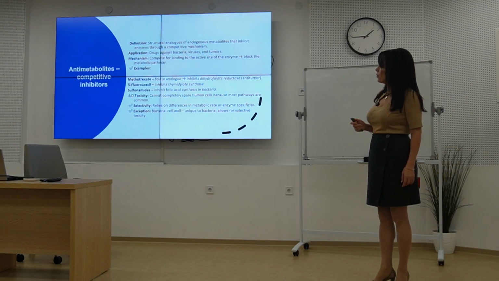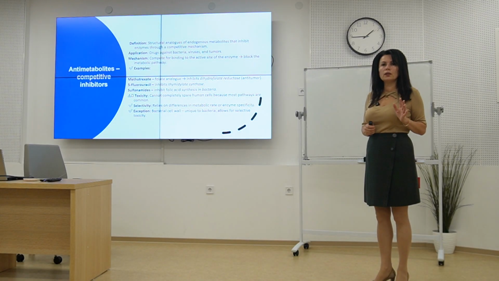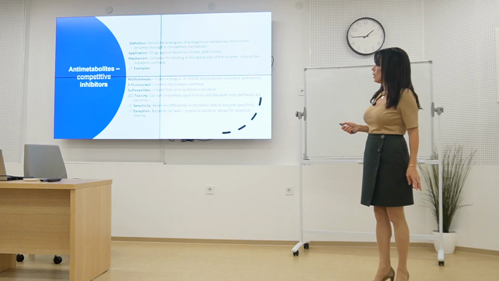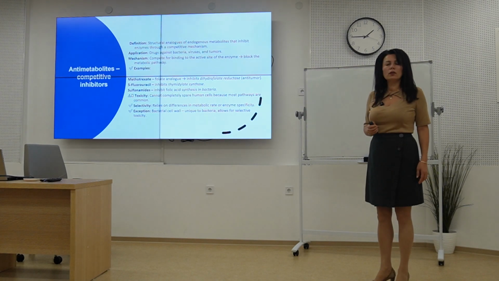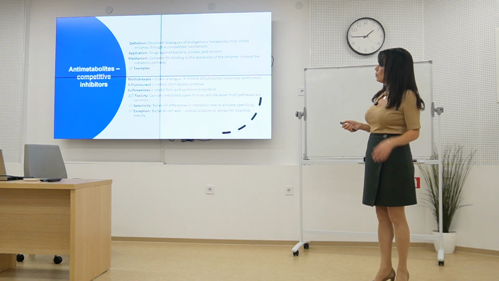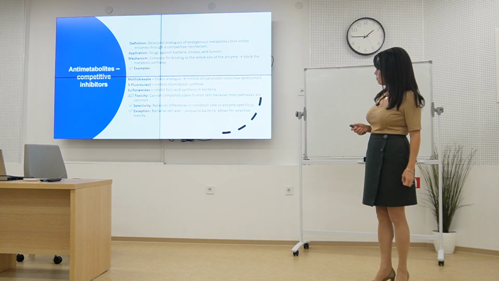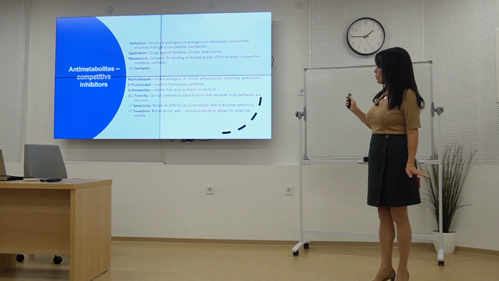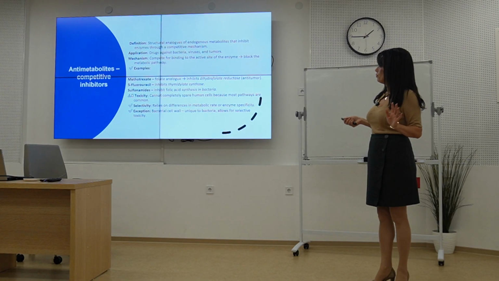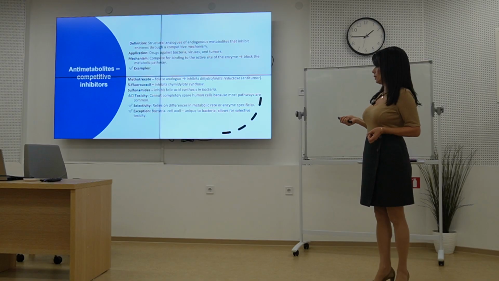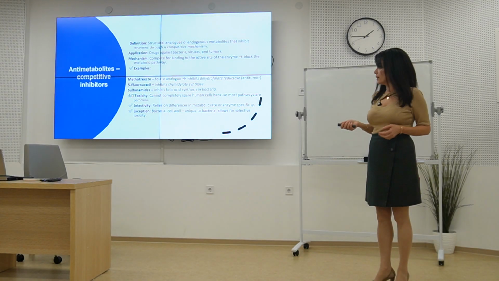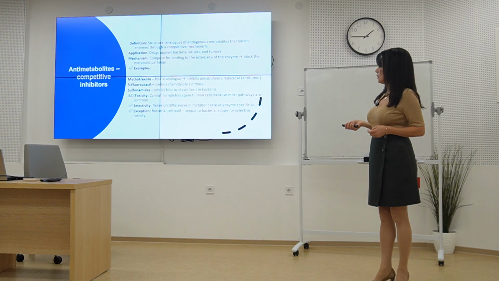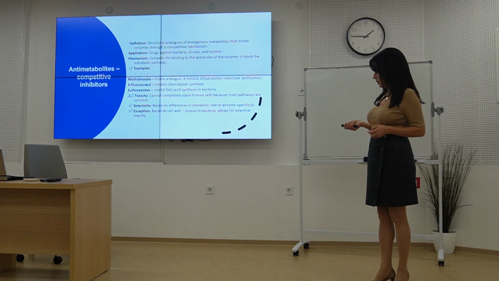The application of these competitive inhibitors: they're used as antimetabolites in the production of drugs against bacteria, viruses, or tumor cells. Okay, one by one you can see the examples, but before that you need to know about the toxicity that cannot completely spare human cells, because most pathways are common. They have specific selectivity, relies on differences in metabolic rate or enzyme specificity.